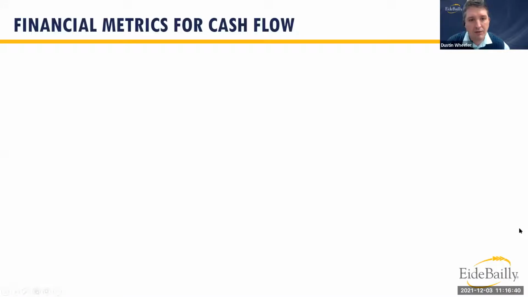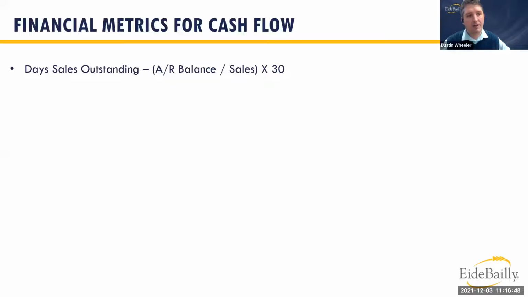And now I want to go through a few financial metrics that you can use in your business to diagnose problems with cash flow and see how financially healthy your organization is. So number one, days sales outstanding. This one takes the accounts receivable balance divided by the sales for a given period and multiplies that by 30. You see that in the example right here.